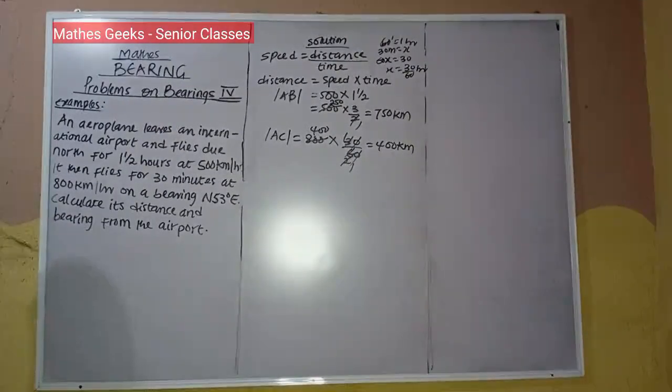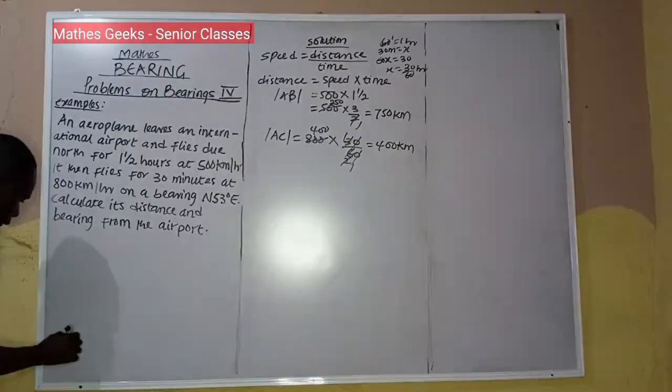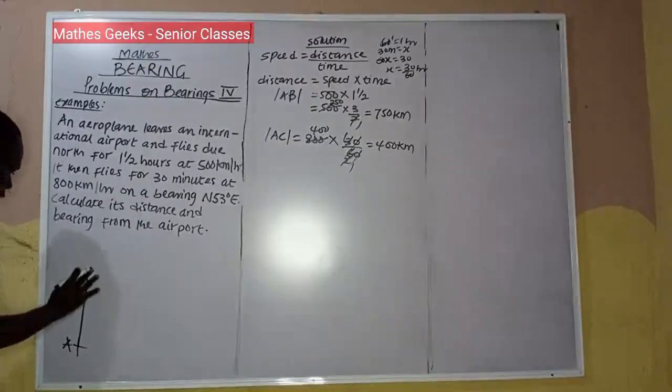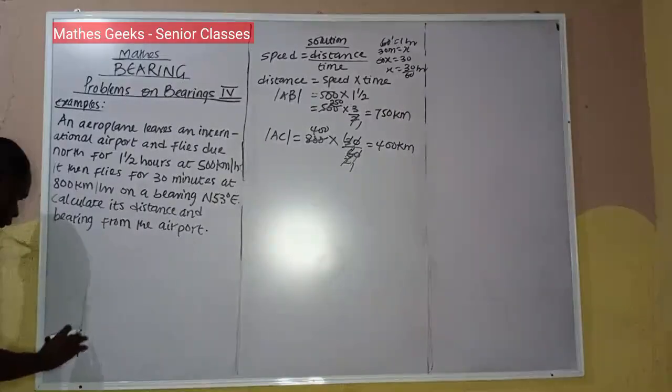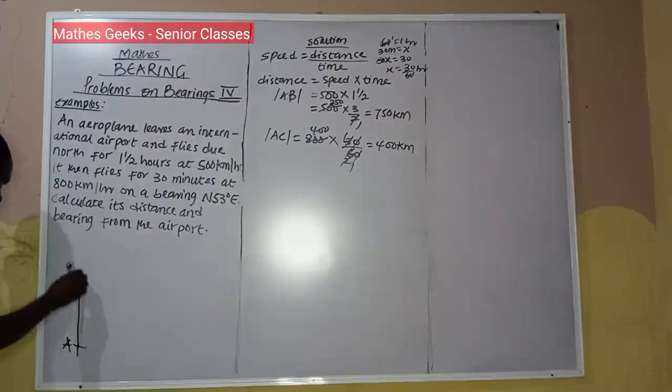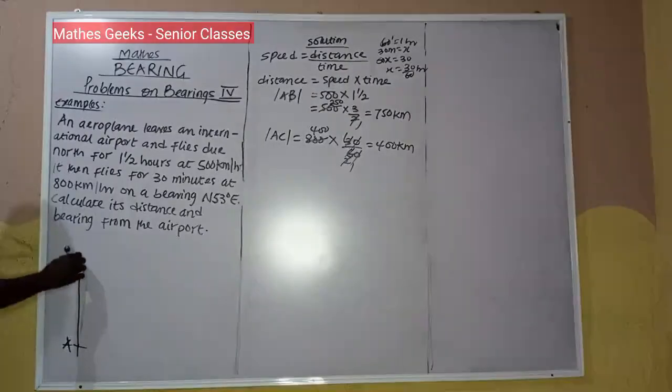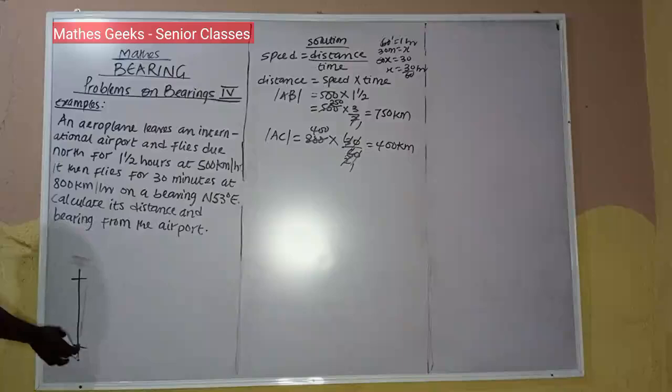Now, an airplane leaves an international airport and flies due north. So let's say from here, let this be point E. Due north will be this way. Then due north, that's due north. And then from here, this is the airport, and this is due north.